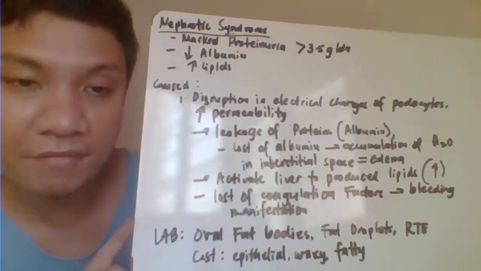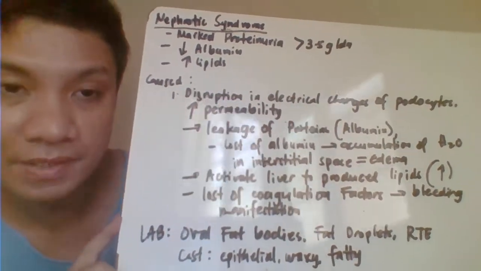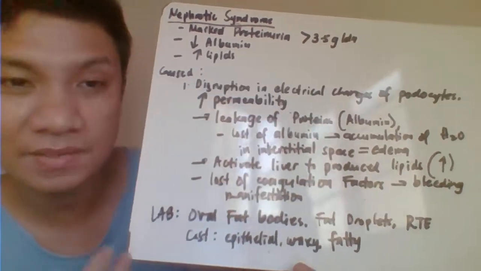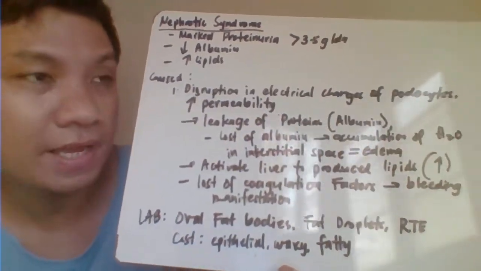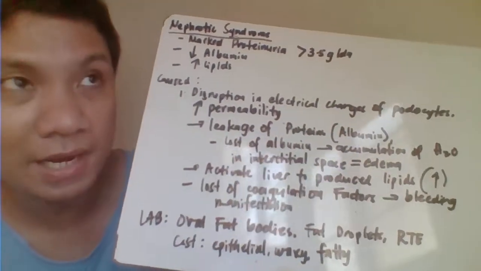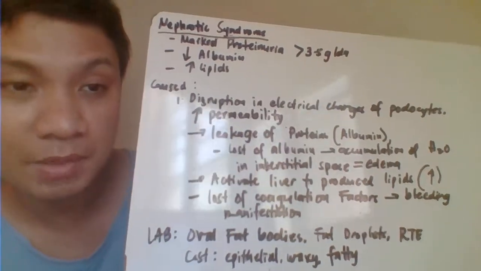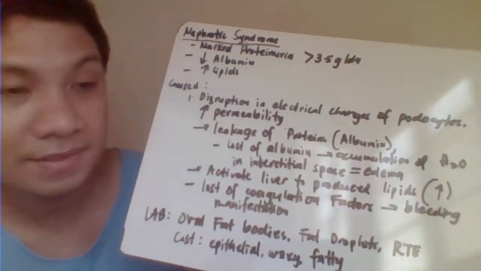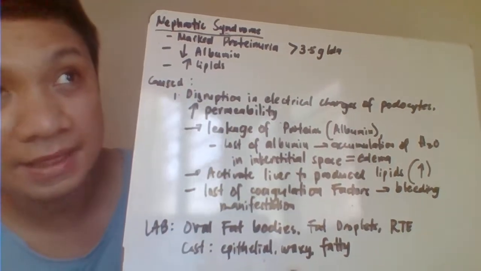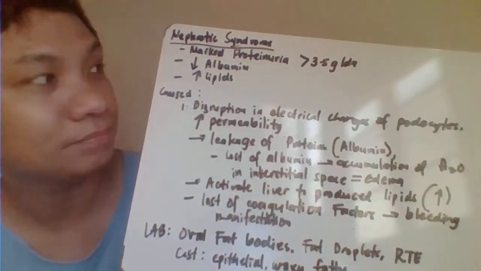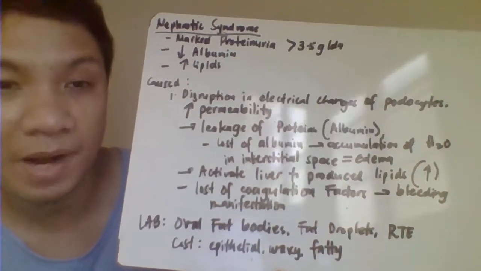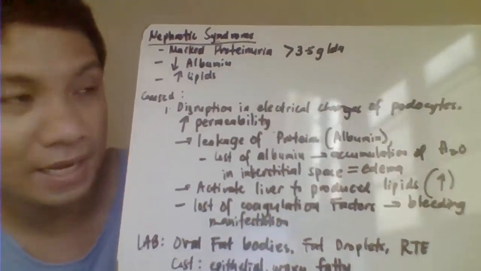Okay, the next one we have here is nephrotic syndrome. Nephrotic syndrome is characterized by marked proteinuria, madami kang excrete na protein that could go as high as more than 3 grams per day. Di ba normal lang natin hanggang 10 mg per dl? Or that's more than 10 mg per dl. Tama ba? Okay, sa kanya more than 3.5 grams per day. So sobrang dami niya na talaga.